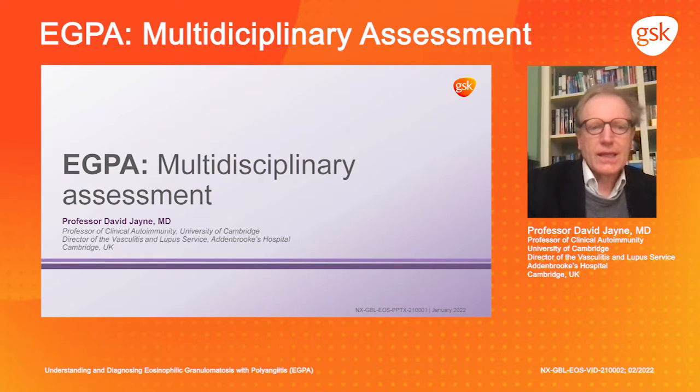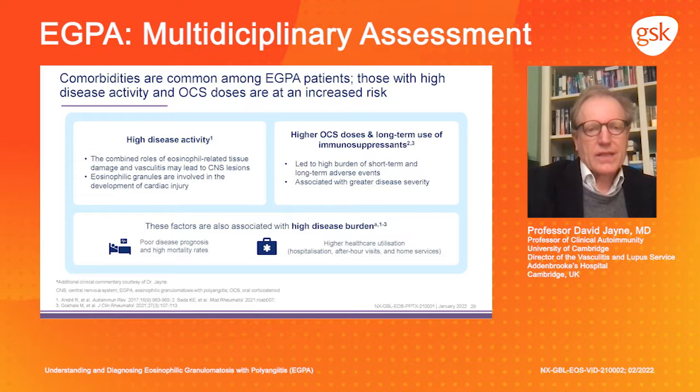Thank you. This section is going to focus on the multidisciplinary assessment of patients with EGPA. I discussed in the previous section the wide range of organs involved and the concept of waves of inflammatory activity that patients have, and then the progressive accrual of damage. Running in parallel with inflammation caused by EGPA are comorbidities that patients with EGPA are susceptible to. And these typically parallel, or the risk of these comorbidities parallels, high disease activity and high steroid doses.